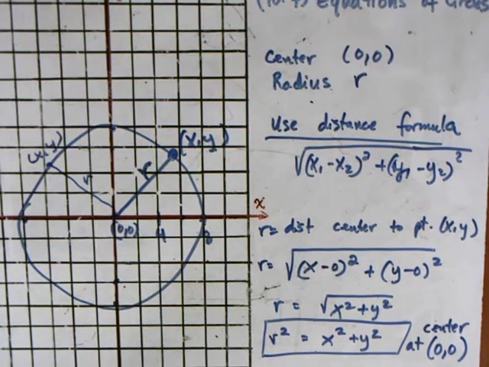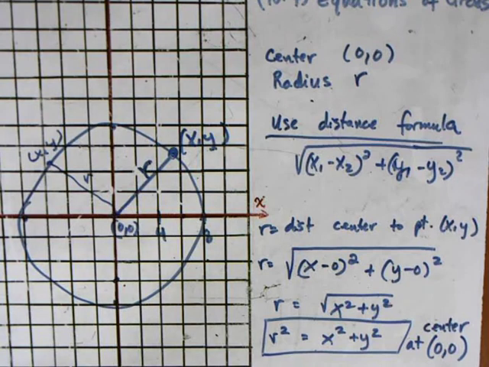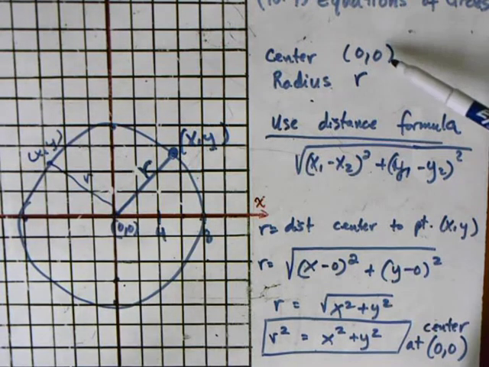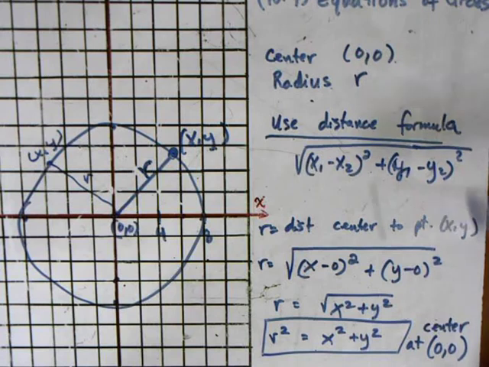And just to recap here, what this means is that if you wanted to graph this circle, you have to know the center, you have to know the radius, and you have to know this equation in order to graph the circle. Let's hit pause right here, and then I'm going to change my board and go to another example where the center is not at the origin.